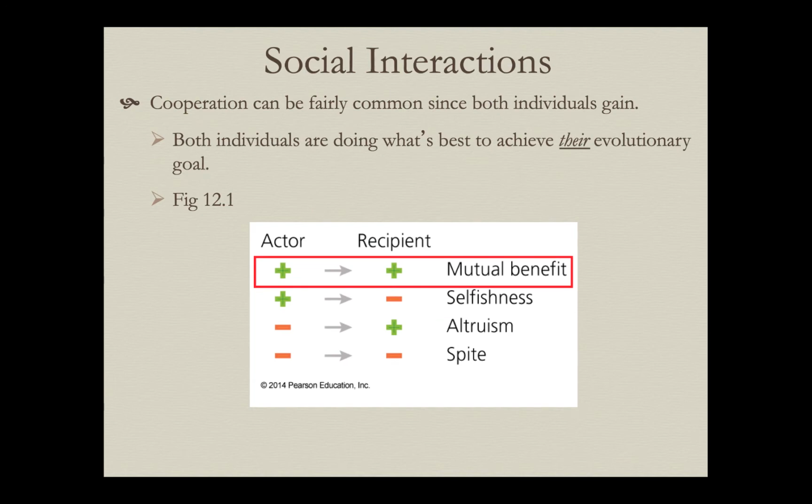Well, what about cooperative behaviors? Cooperative behaviors can be fairly common because by definition, in a cooperative venture, there's mutual benefit. So individuals are doing what's in their best interest to maximize their evolutionary goal, to maximize their fitness. And if it just so happens to help the fitness of other individuals, then that can evolve as well.